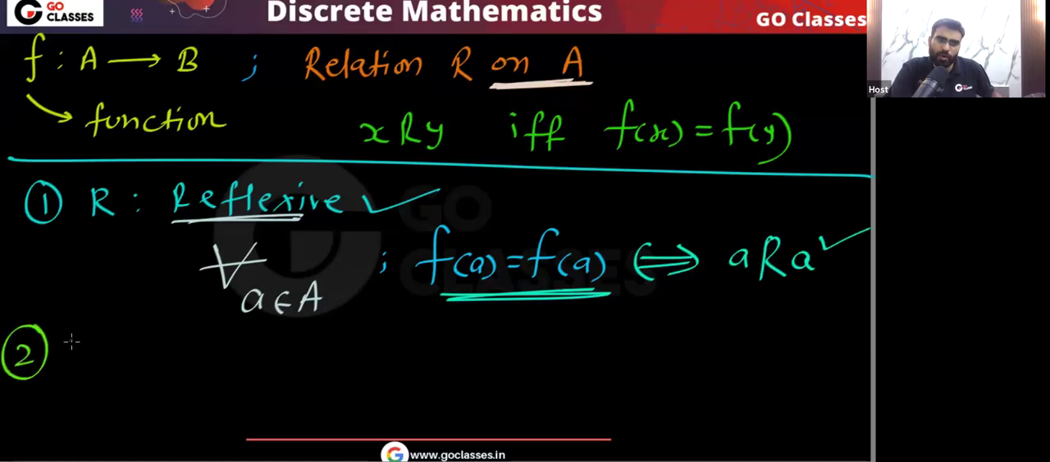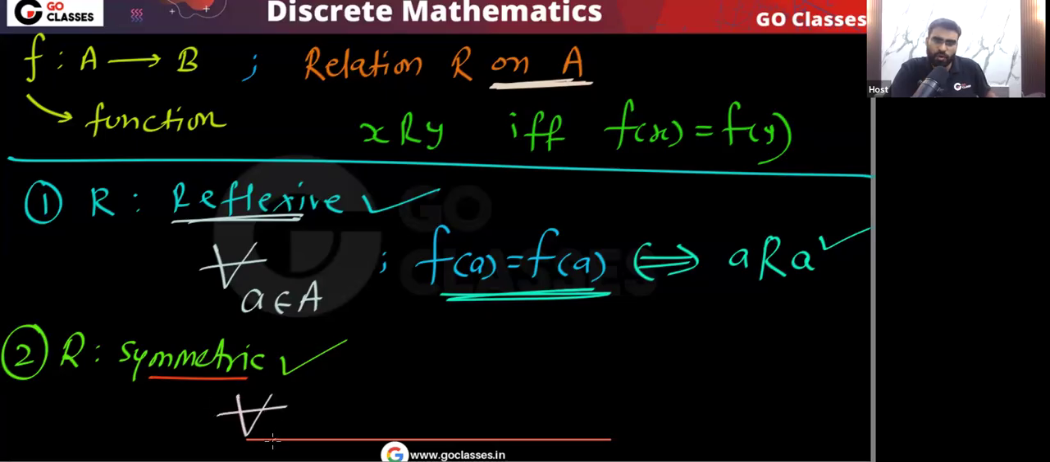What about the symmetric property? Can I say this relation is symmetric? Yes, this relation will be symmetric. How to prove it? Very simple. Take any two elements in the base set, for all A, comma B in the base set.